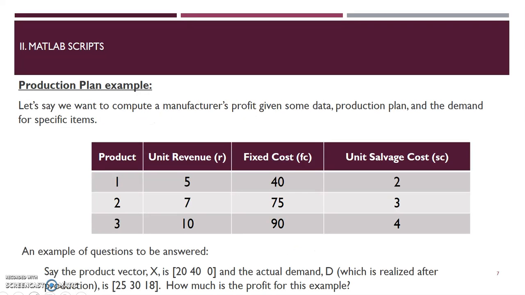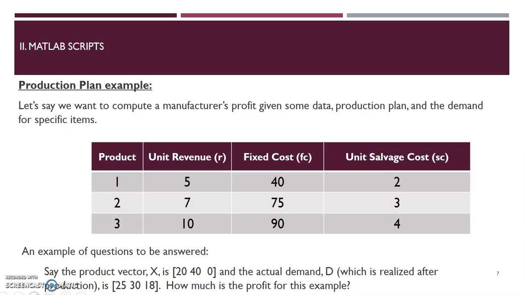Alright, I have a very cool example here. It is about a production plan for a manufacturing company. Assume the company produces 3 products indexed by 1, 2, and 3. We know the unit revenue of each of these products. Further, we assume that each type of the products has a fixed cost, which does not depend on the number of production of the product.